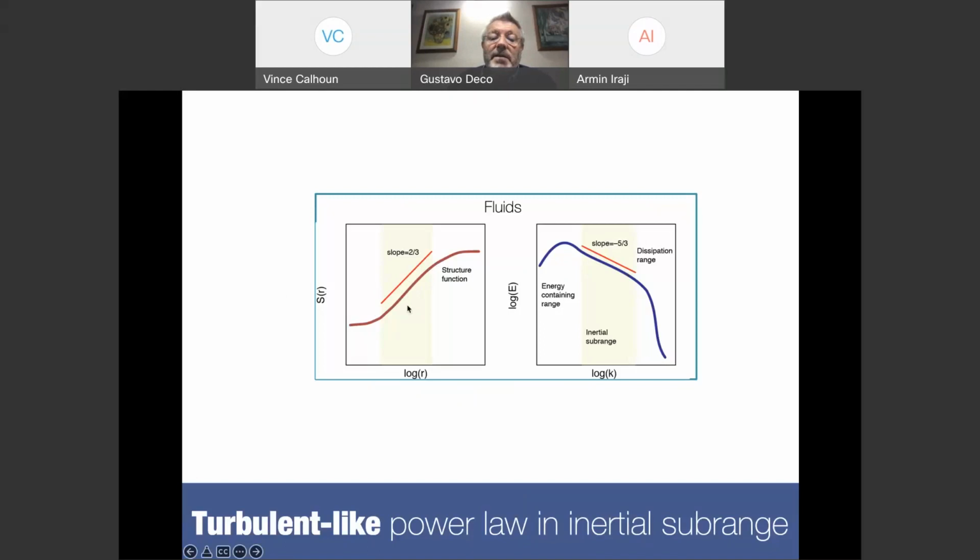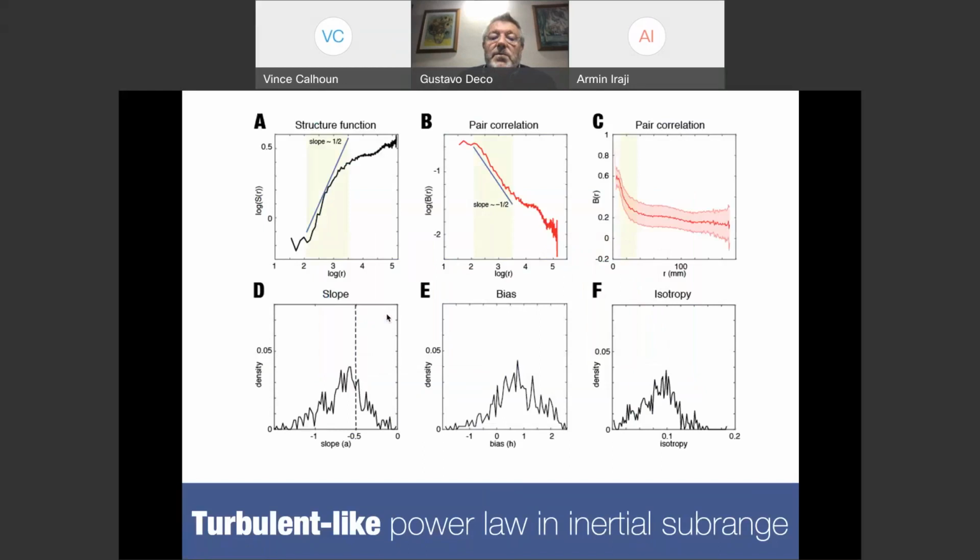And this is directly reflected in the fact that both measurements, structure function correlations and energy as a function of space, are showing in a given range, which is called the inertial subrange, a power law. And this is reflecting efficiency, optimality. We wanted to see if we have exactly the same as in the context of fluid dynamics. So we took our HCP data set and just concentrated on this. All the others are just double checks.